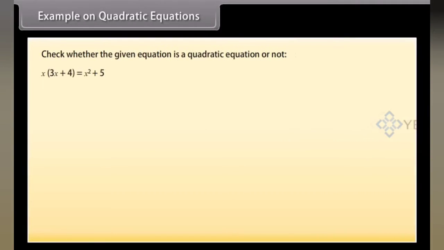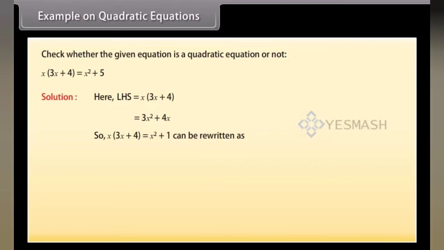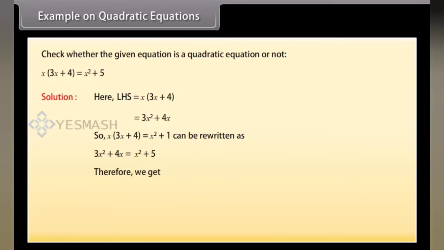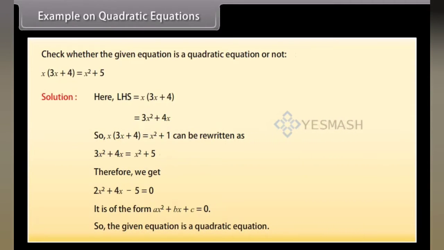Example on quadratic equations. We will now check whether the given equation is a quadratic equation or not. Solution. Here LHS is equal to x into 3x plus 4, which is 3x square plus 4x. So, x into 3x plus 4 equals x square plus 5 can be written as 3x square plus 4x is equal to x square plus 5. Therefore, we get 2x square plus 4x minus 5 is equal to 0. It is of the form ax square plus bx plus c is equal to 0. So, the given equation is a quadratic equation.